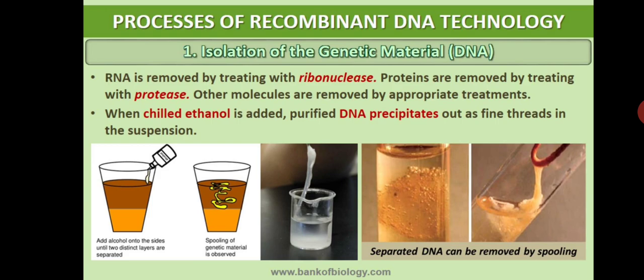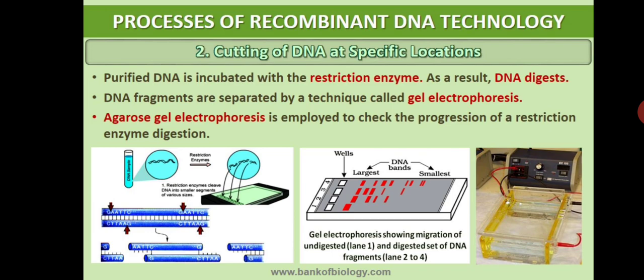Here you can see the diagram. It is the gel electrophoresis. The last diagram you are observing here is the gel electrophoresis kit. What I told you, gel electrophoresis is the technique used to separate the DNA fragments, to isolate the desired gene from the entire genome of the organism. The gel electrophoresis technique is used to separate the DNA fragments.